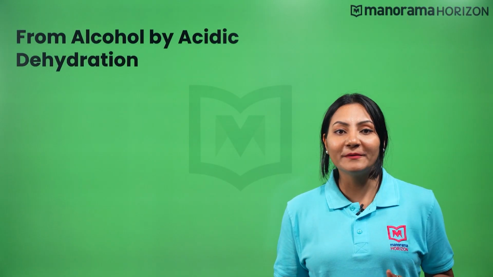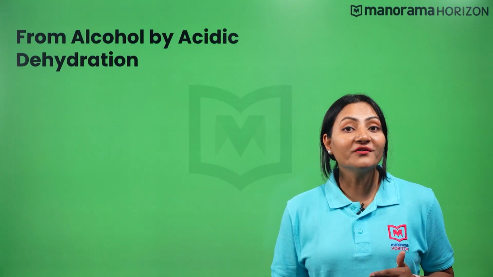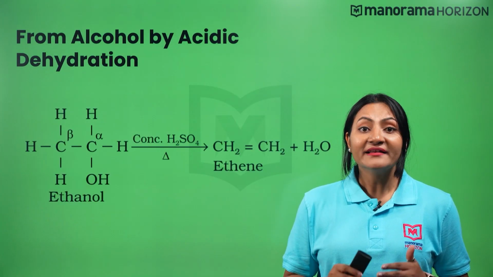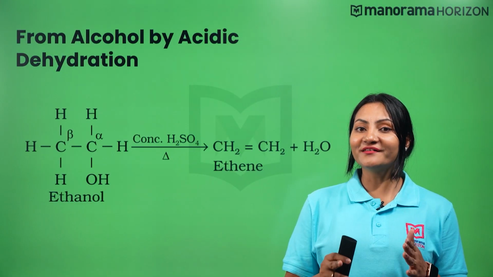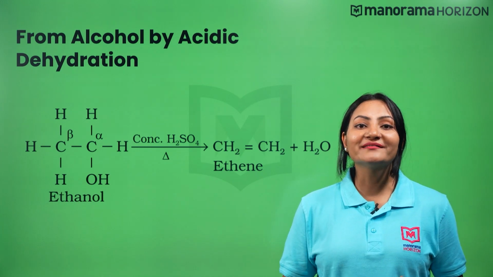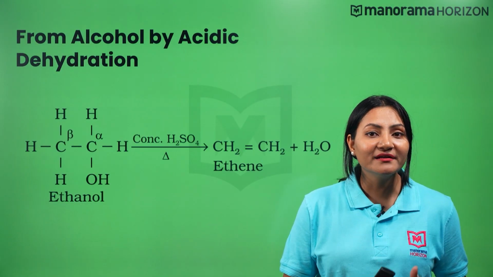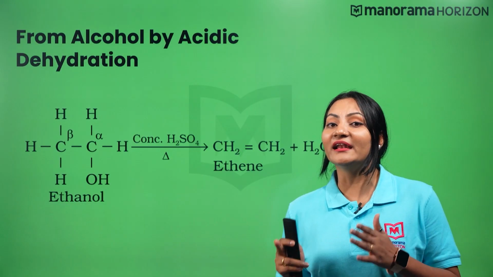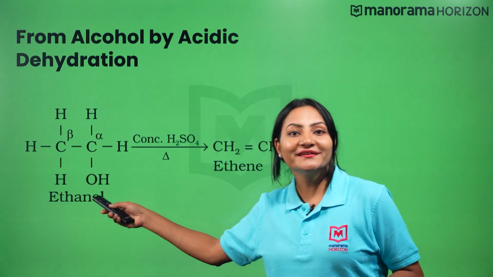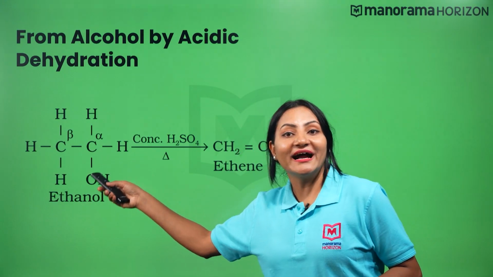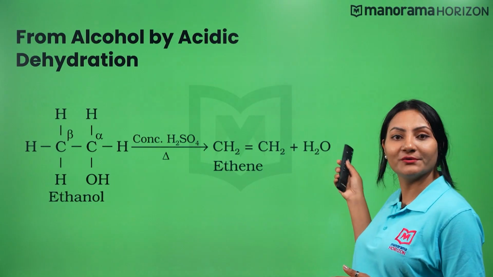Alkene can also be prepared from monohydric alcohols or alkanols by the loss of a molecule of water. Since a water molecule is eliminated from the alcohol molecule in the presence of an acid, the reaction is known as acidic dehydration of alcohol. For the dehydration, the presence of beta hydrogen in the alcohol is necessary. As you can see here, the beta hydrogen along with the OH group, which is attached to the alpha carbon atom, has been eliminated as a water molecule.